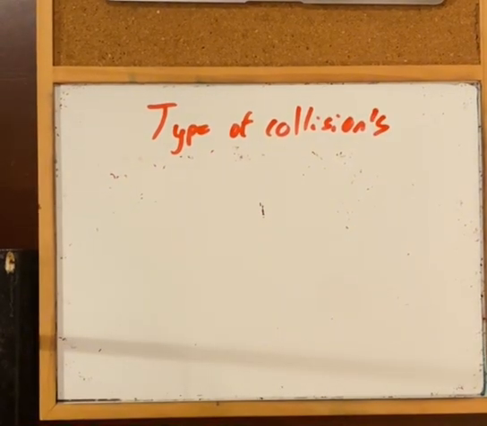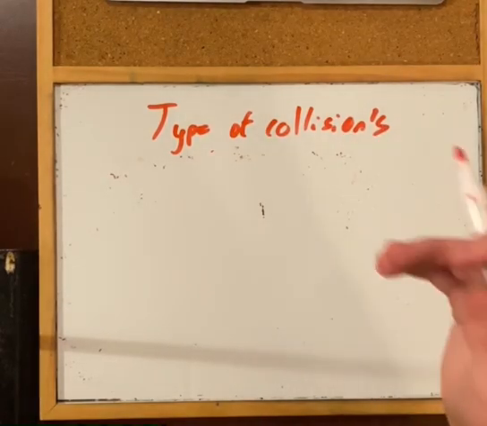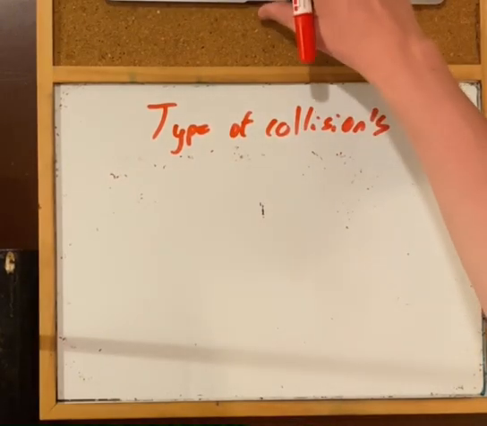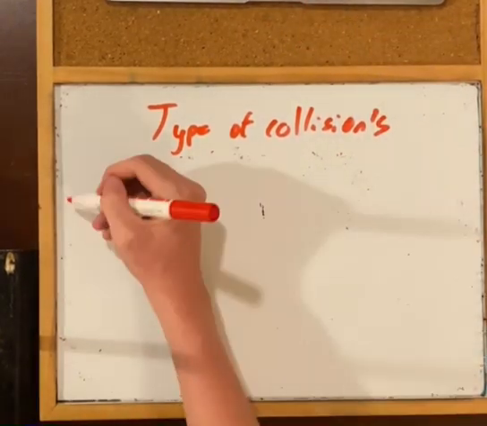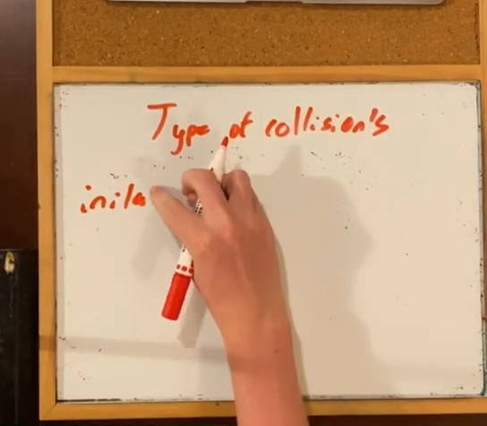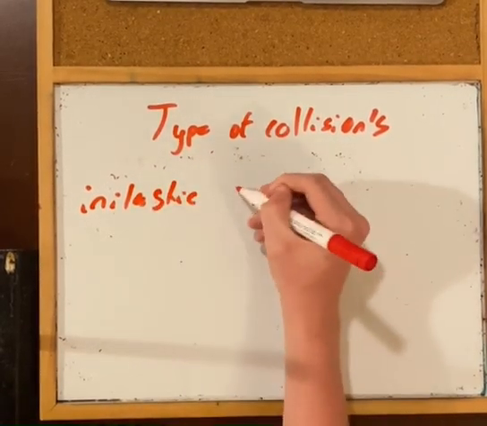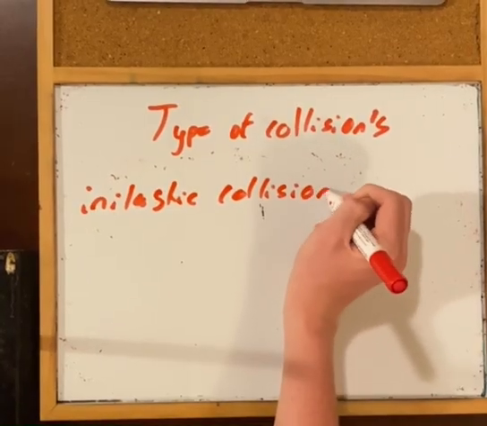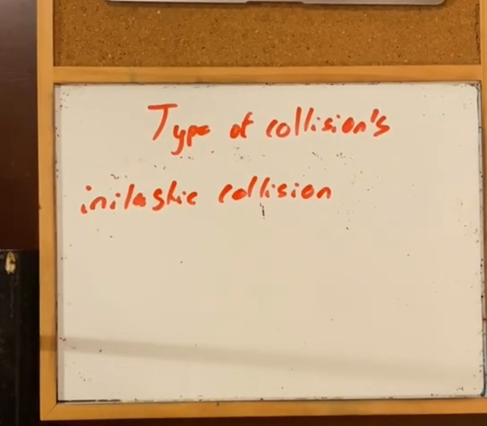Okay, so there are four different types of collisions. The scenario I used has an elastic collision, which is when the objects bounce off of each other. But there are four in total, so there are three others. So there's an inelastic collision. An inelastic collision is when an object hits and loses some kinetic energy, for example to heat or sound. So momentum is conserved and kinetic energy is not conserved.